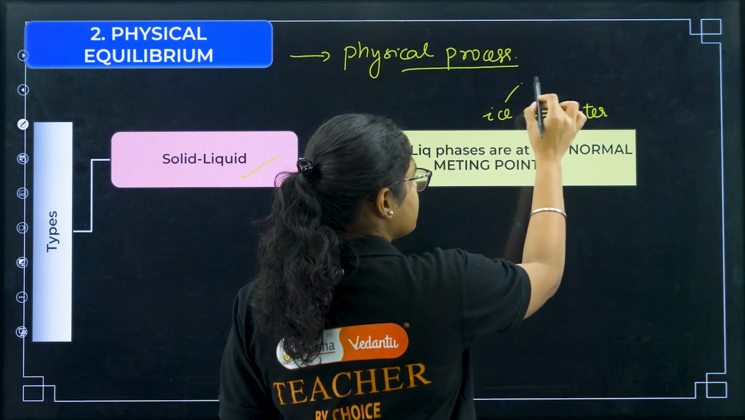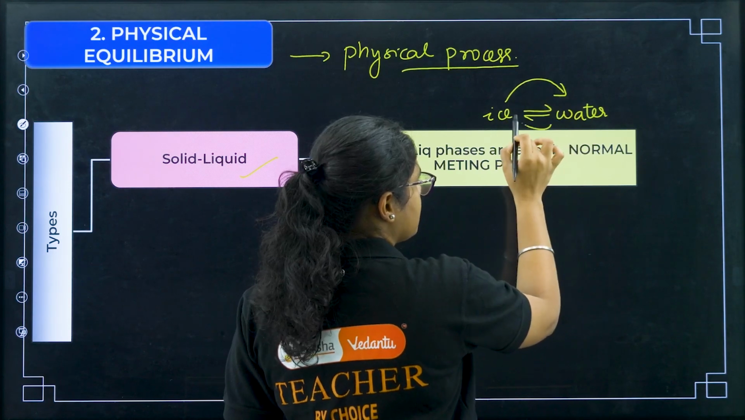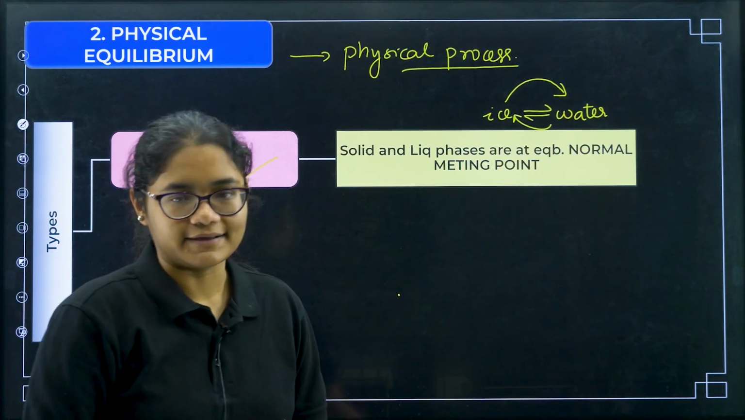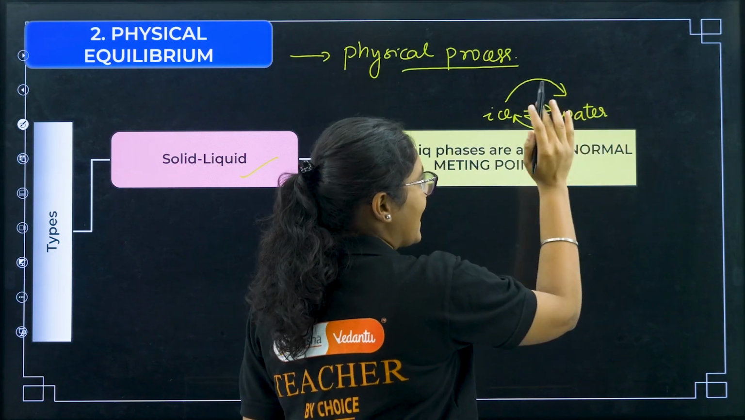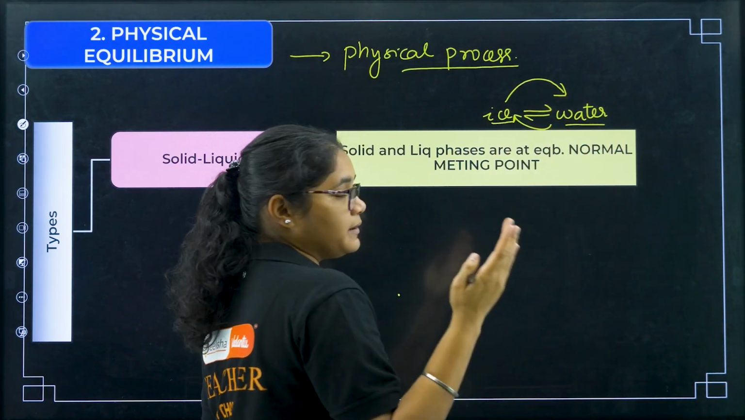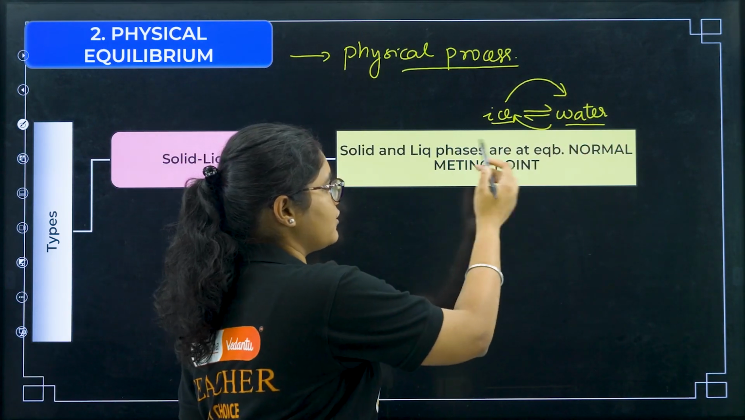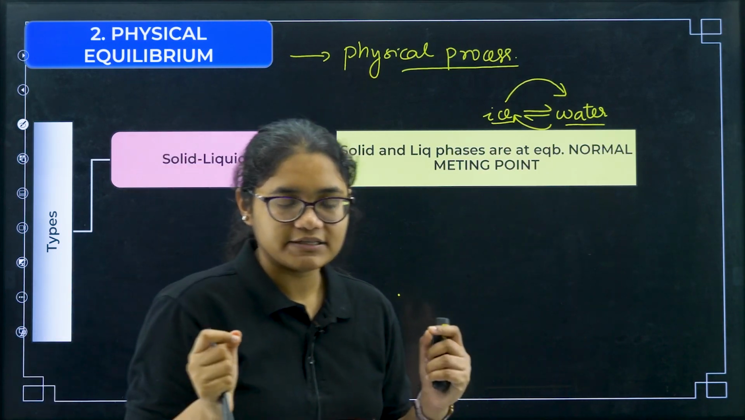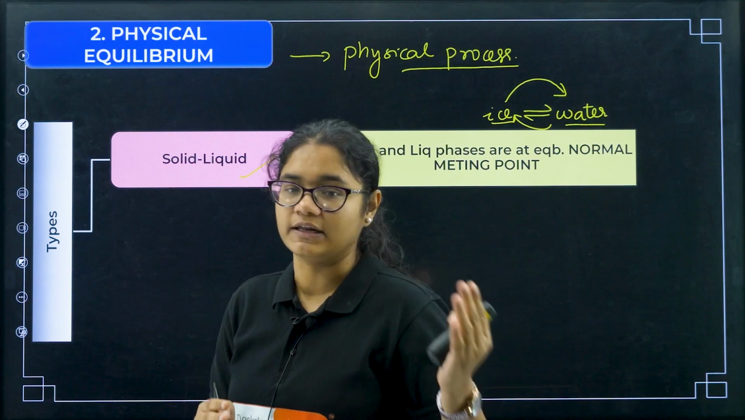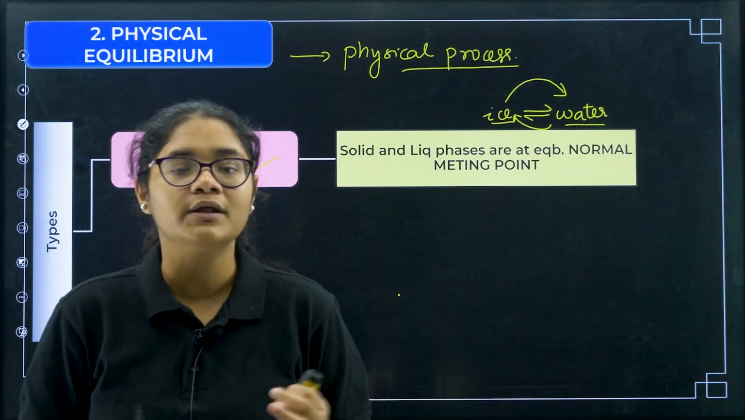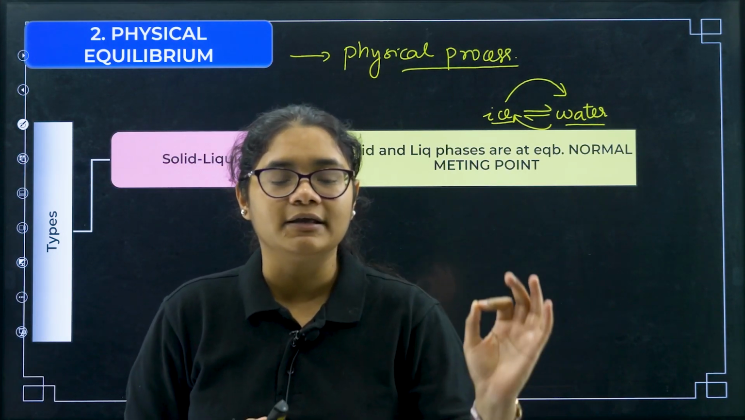The number of molecules getting converted to water should be equal to the number of molecules converted to ice. The temperature at which the equilibrium is there between ice and water is called the melting point. The temperature at which there is equilibrium between the liquid and the solid phase of a compound is called its melting point.